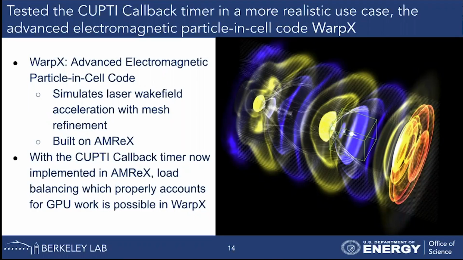And just to say a few more words about WarpX, this is an advanced electromagnetic particle-in-cell code, and it's used to simulate laser plasma interactions. And I think later or tomorrow you'll probably hear more about some possible astrophysics and plasma physics applications as well. But it's built on the mesh refinement library AMReX. And so we implemented the timer in AMReX, and then this is how it's used in WarpX.